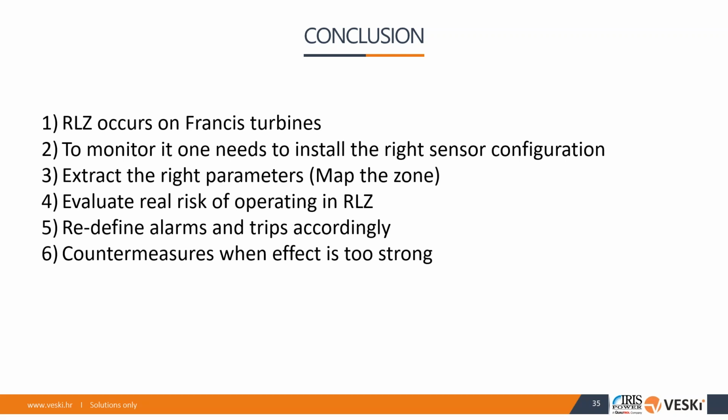So just to wrap it up, rough load zone occurs on Francis turbines. You need to install the right sensor configuration to monitor properly. The idea is you cannot avoid it. There are countermeasures you can take, but the best is not to operate in that zone. To actually know what the zone really is, you should be monitoring online and make your own map for each machine. This is the best way we've seen so far working, and our customers gave those maps to dispatchers, and they use that to run machines and avoid operating in that rough area.